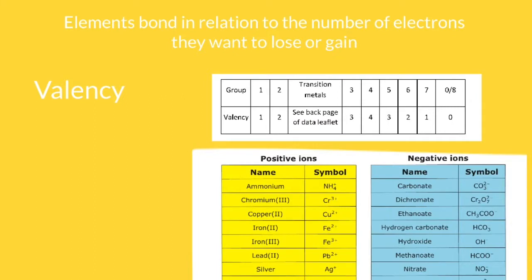Sometimes with transition metals, you'll be able to see a little Roman numeral here in brackets, and that Roman numeral is the valency. So this is 3, so chromium has a valency of 3.